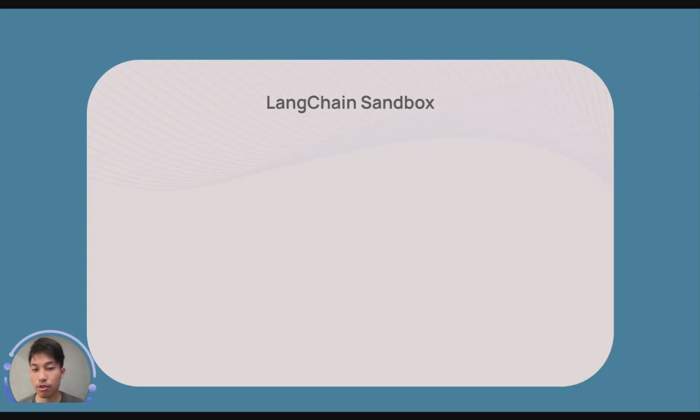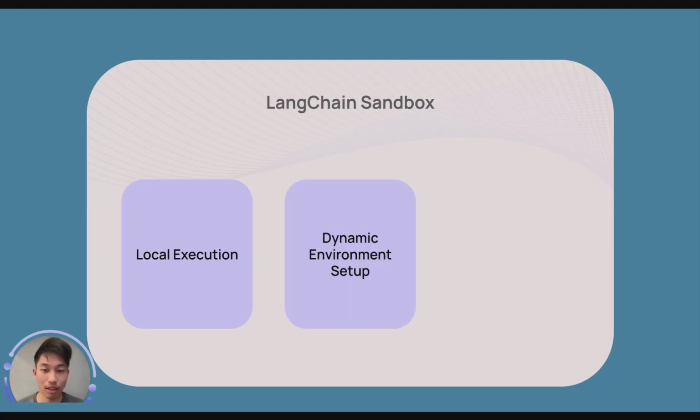Now let's run through a few specific features that make LangChain Sandbox particularly powerful. For one, everything in LangChain Sandbox is executed locally, which means your data and your information stays under your control. LangChain Sandbox also sets up your Python environment dynamically by detecting and installing the required dependencies like we just saw. This means that you don't need to worry about declaring which Python libraries are needed ahead of time.